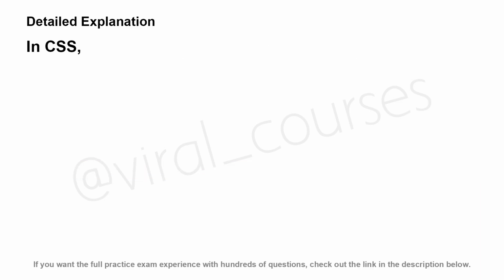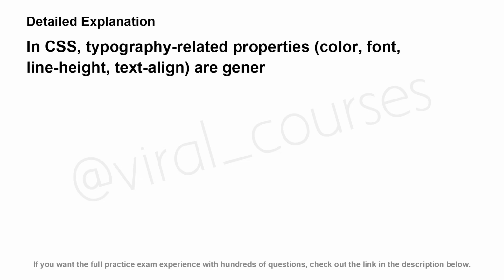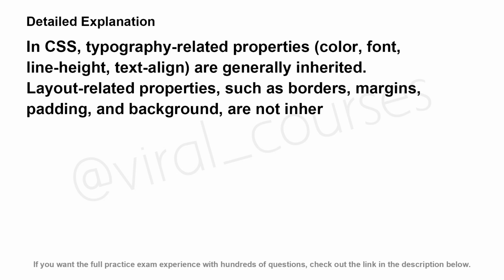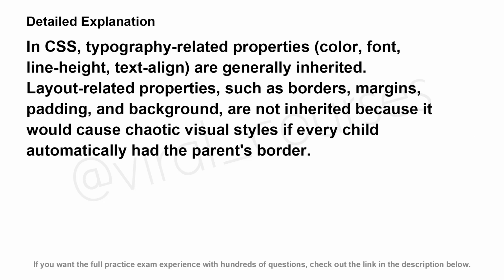In CSS, typography-related properties, color, font, line height, text align, are generally inherited. Layout-related properties, such as borders, margins, padding, and background, are not inherited because it would cause chaotic visual styles if every child automatically had the parent's border.